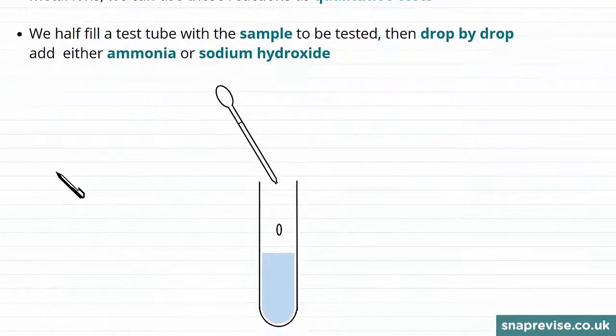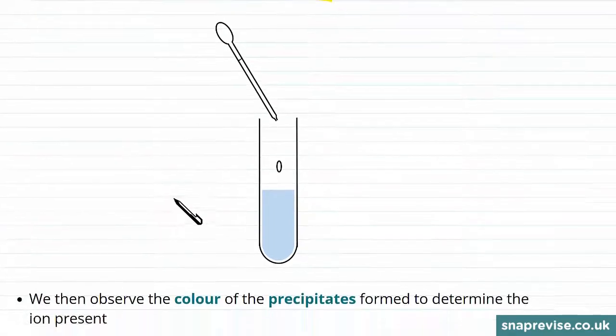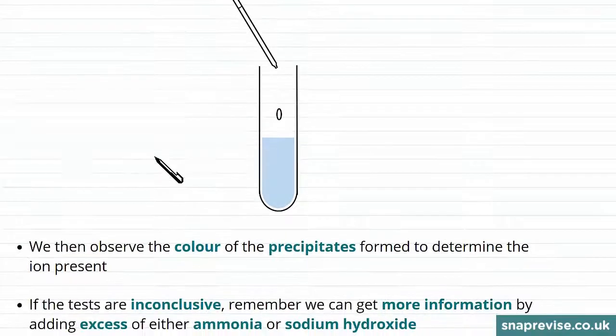The procedure for carrying out these tests is to half fill a test tube with the sample that we're interested in, and then drop by drop we're going to add either ammonia or sodium hydroxide. Often, to get a conclusive answer to which transition metal ion is present, we have to carry out both of these tests and compare results to see which metal ion is present.